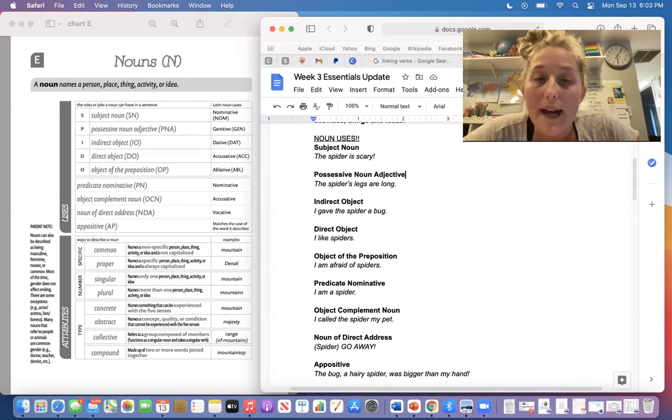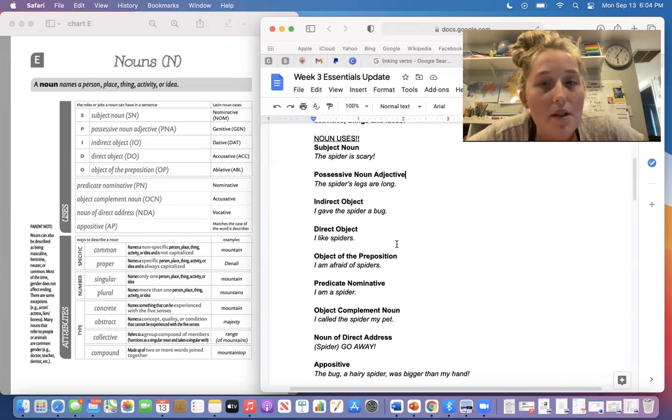All right, then we also have indirect object. That's the I. I gave the spider a bug. Sorry, guys, I messed up on my own sentence. Now, this sentence sounds weird, but we have some spider webs outside of our door, and my son keeps giving the spider bugs to try and eat. It's kind of funny. So I gave the spider, which is our indirect object, a bug.